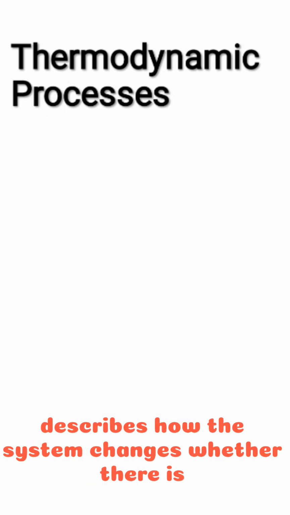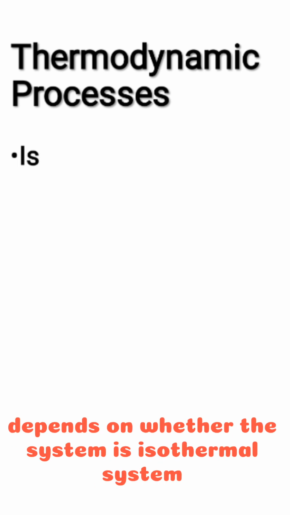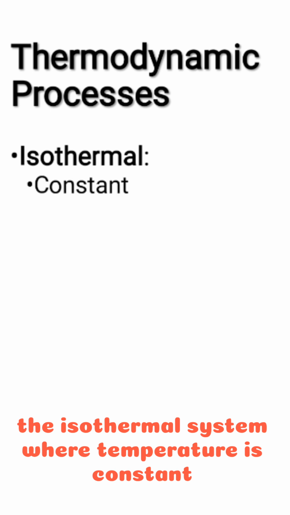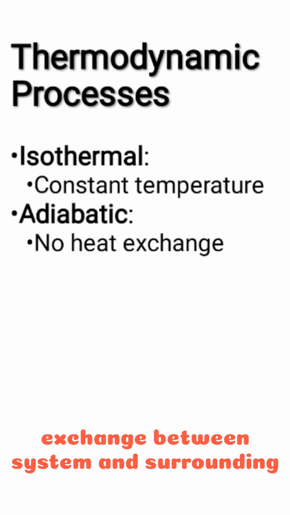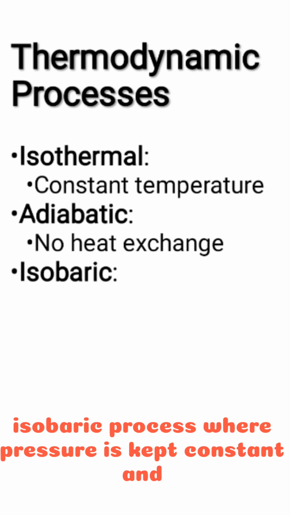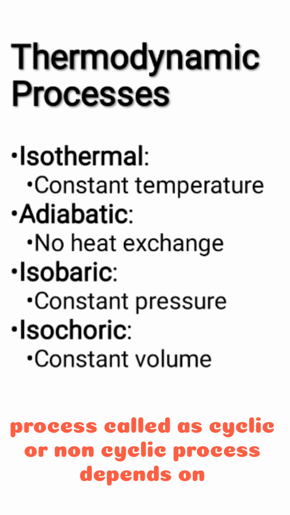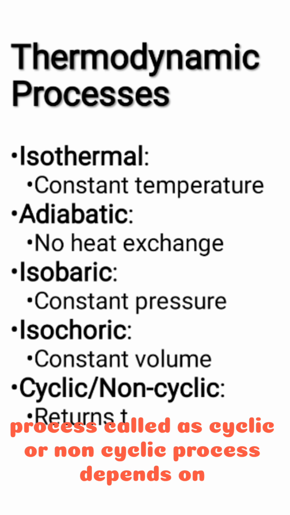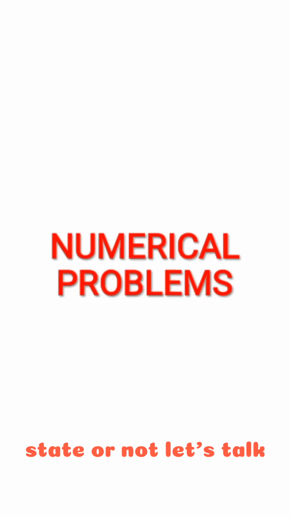Next point is thermodynamic processes. Thermodynamic processes describe how the system changes, whether heat or work is added or removed in a system. It depends on whether the system is isothermal, where temperature is constant, or adiabatic, where there is no heat exchange between system and surrounding. Isobaric process where pressure is kept constant, and isochoric process where volume is constant. There is one more process called a cyclic or non-cyclic process. It depends on whether the system will return to the original state or not.